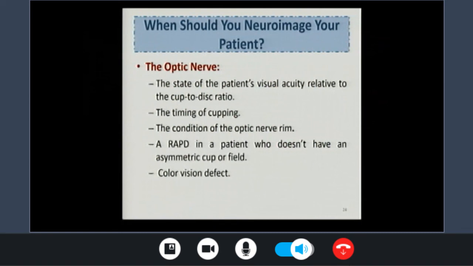A relative afferent pupillary defect in a patient who does not have asymmetric cup or field. Our patient had already an asymmetric cup and field, which explained her glaucoma. But if you don't have an asymmetric cup or field and you have an APD, it's better to go and image the patient to rule out other causes. Color vision defects: glaucoma might affect color vision. However, in neurological diseases, they usually affect color vision very significantly.